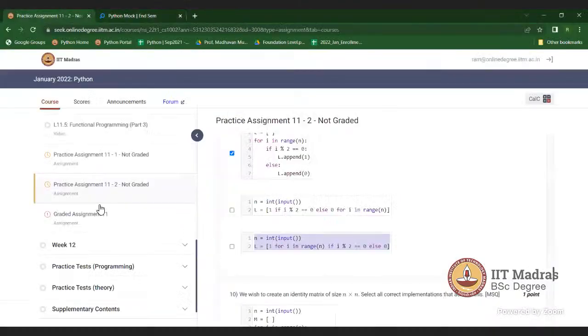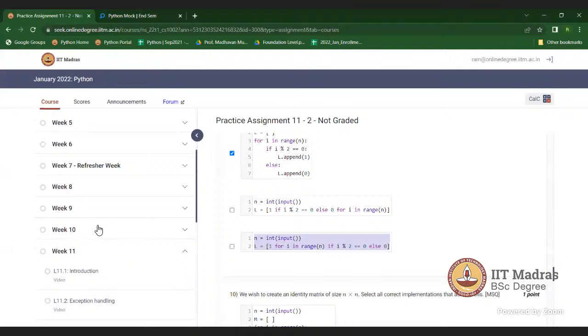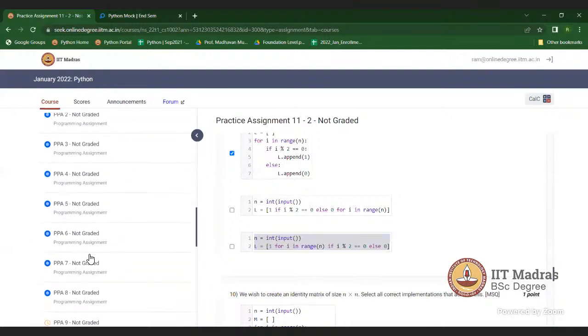Okay, so I hope this is clear. We'll move on to the next one. Someone asked for week 10, question number 8 or 9. Anyone can explain? Sir, the code is common, 3 to 4 questions, that mock test question, sir. Week 10, practice assignment.